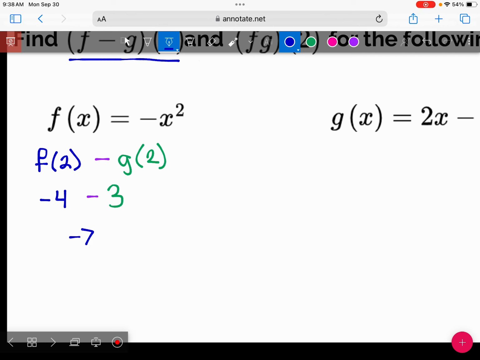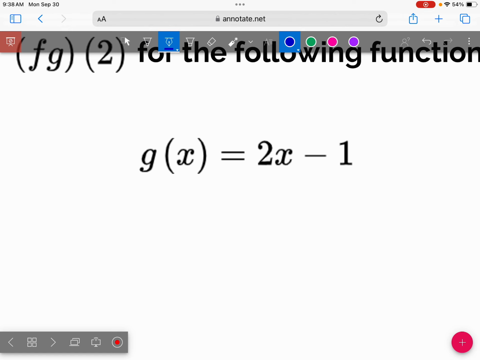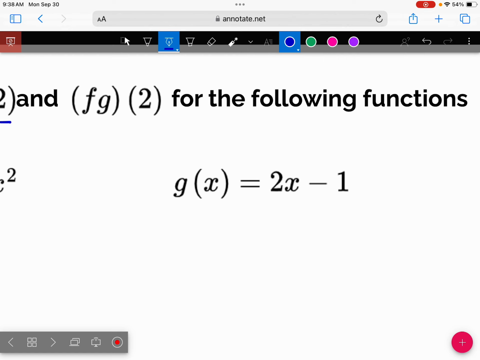So we could write this whole statement as f minus g of 2 equals -7. It equals -7. It just does. It's a number, not a function. It's just a number. And then it's very, very similar for our f times g of 2.